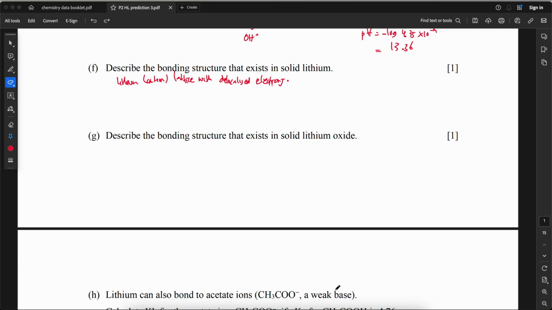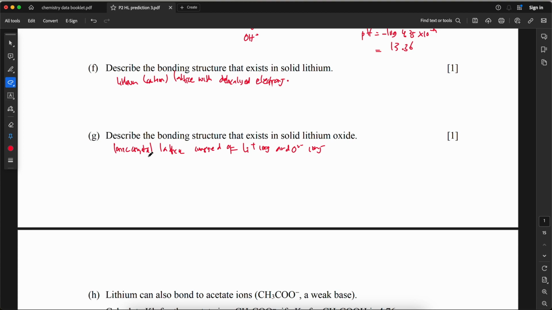Describe the bonding structure that exists in solid lithium oxide. It's an ionic crystal lattice composed of Li+ ions and O2- ions. So lithium and oxygen are bonded ionically via electrostatic attraction between the opposite charges, forming a 3D lattice of alternating ions in the solid state.